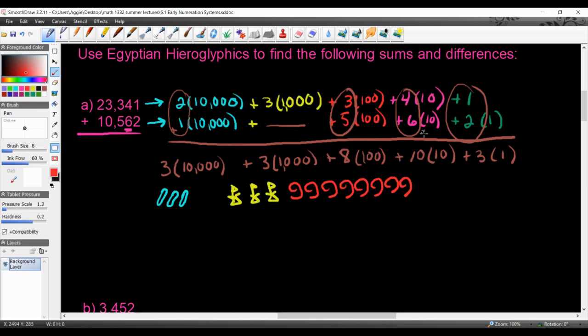And then we have 10 of the 10s. The 10s are the heel bones. So I'm going to have 10 of these. So 1, 2, 3. I'm going to layer them. 4, 5, 6, 7, 8, 9, 10. And then I have 3 of the ones. So 1, 2, 3. So this is technically your answer.